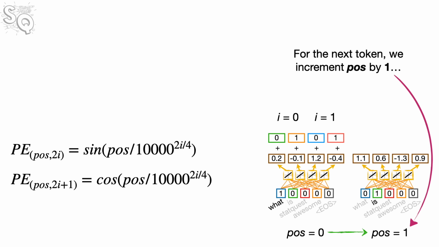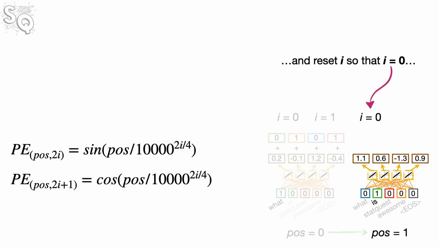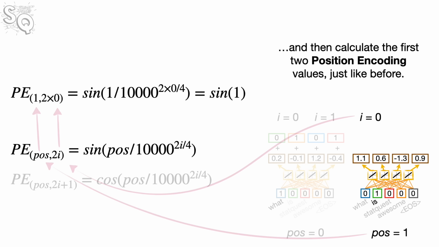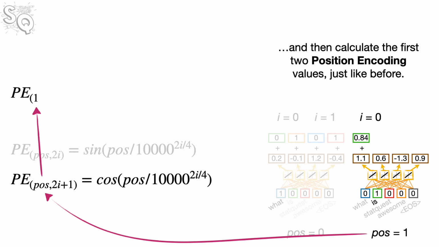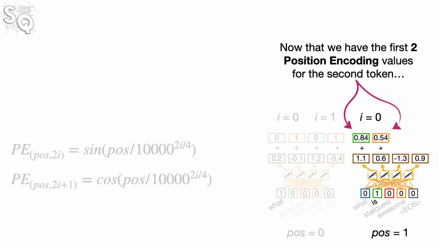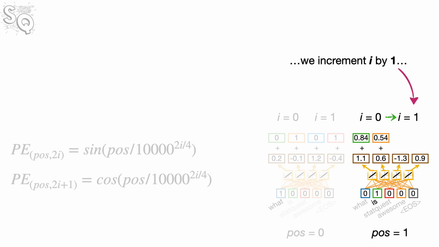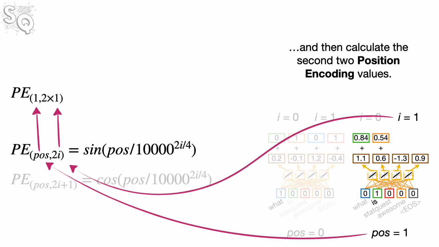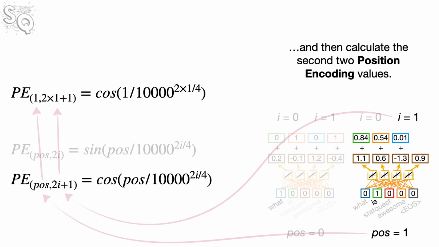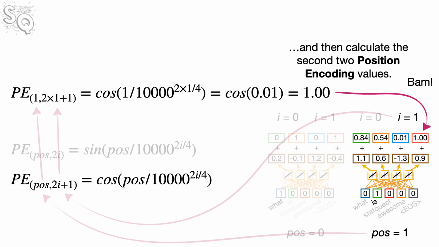For the next token, we increment pos by 1, and reset i so that i equals 0. And then calculate the first 2 position encoding values just like before. Now that we have the first 2 position encoding values for the second token, we increment i by 1, and then calculate the second 2 position encoding values.